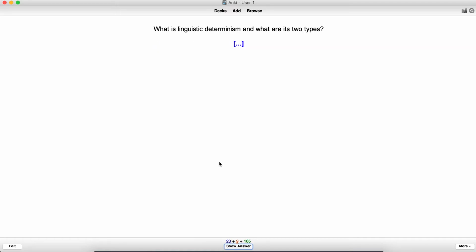What is linguistic determinism and what are its two types? Linguistic determinism argues that language dictates thoughts completely. There's weak linguistic determinism, which is relativism, and strong linguistic determinism, which is called the Whorfian hypothesis.